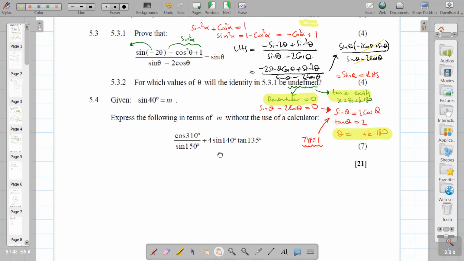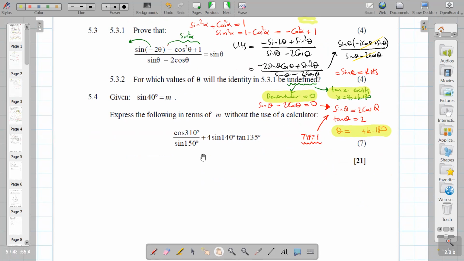Now 5.4. Sine 40 is given as m. The question will ask to find things in terms of m. Before ending up with 40 and 50, or maybe double angle, we need to simplify this. There may be some special angles. We need to try to reach 40 or 50, because 90 minus 40 is 50, or double angle of 40, maybe 80 or 20. The question will lead us there anyway.